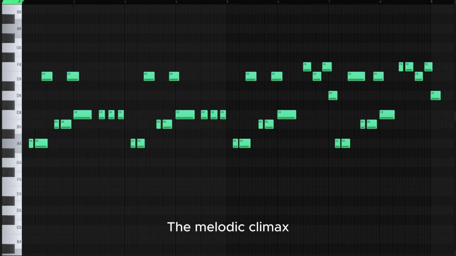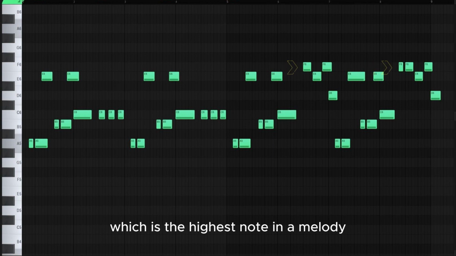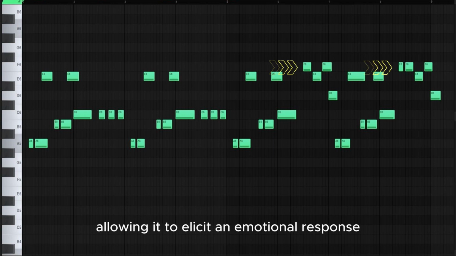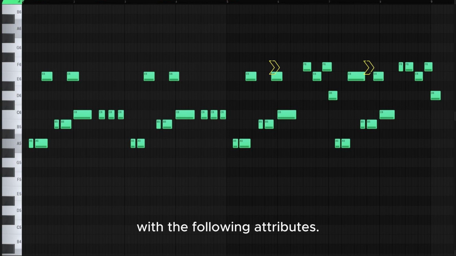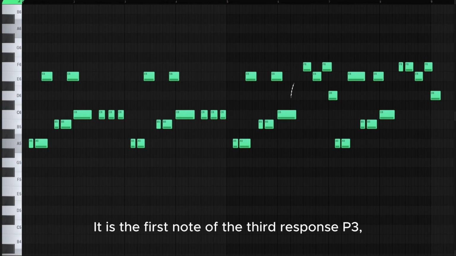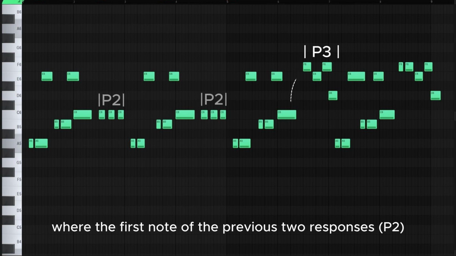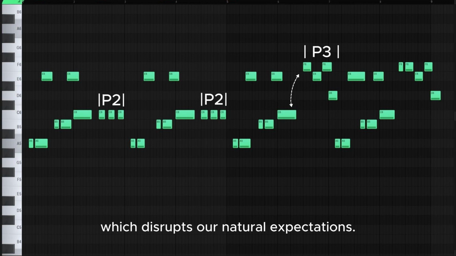The melodic climax, which is the highest note in a melody, is positioned well here, allowing it to elicit an emotional response with the following attributes. It lands on a leap note, a leap of a fourth interval. It is the first note of the third response, P3, where the first note of the previous 2 responses, P2, were repeated tones of a different note which disrupts our natural expectations.